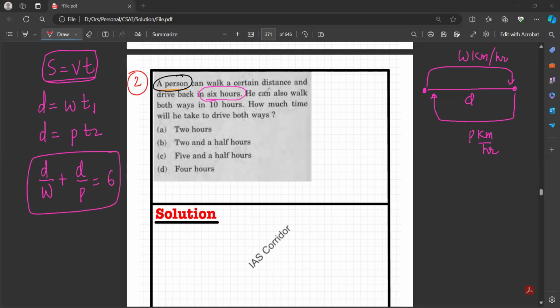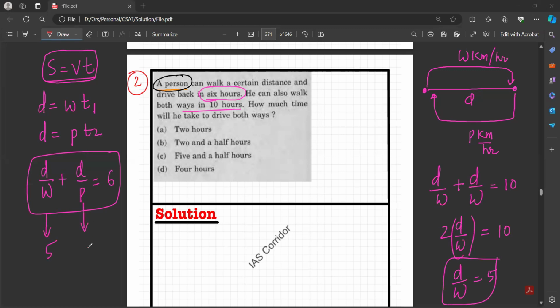He can also walk both ways in 10 hours. Both ways walking, d/w plus d/w is equal to 10 hours. So that means 2 times d/w will be equal to 10 hours. So how much will d/w be? 5. If d/w is 5, how much will d/p be? 1. If d/p is 1, it has asked how much time will it take to drive both ways. Driving both ways will be 2 times d/p, that is 2 into 1, that is 2 hours. Solved.